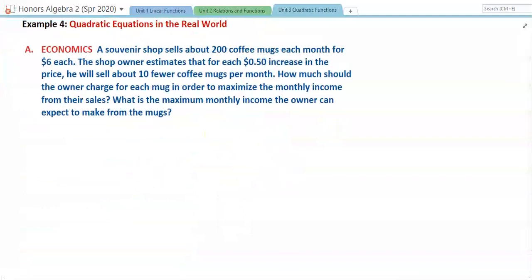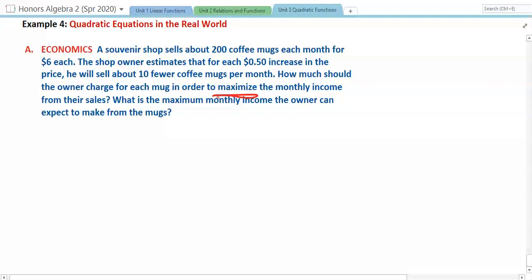A souvenir shop sells about 200 coffee mugs each month for $6 each. The shop owner estimates that 50 cents each will increase in the price if he sells 10 fewer coffee mugs. How much should the owner charge for each mug in order to maximize the monthly income from their sales? And what is the maximum monthly income the owner can expect to make from these mugs?